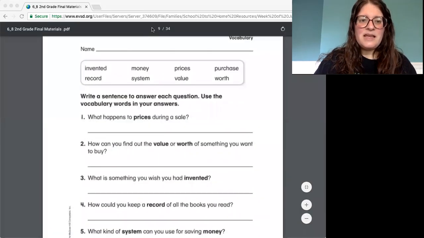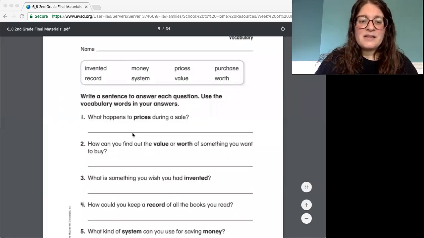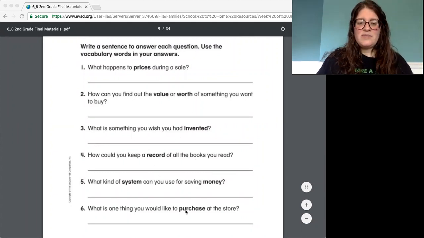And this week, they want you to write a sentence to answer each question. Use the vocabulary words in your answers. So this requires some extra thinking because you have to choose which vocabulary word will be in your answer. So if I'm looking down at the paper, I see that they have the vocabulary words in bold: prices, value, worth, invented, record, system, money, purchase.